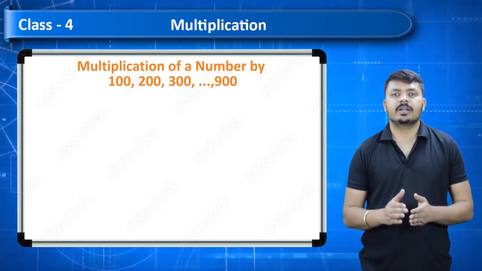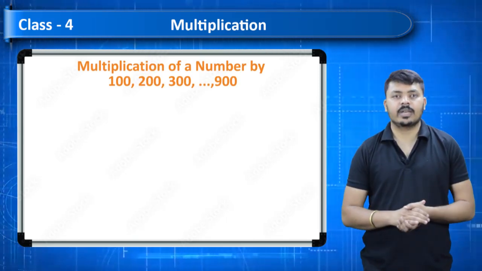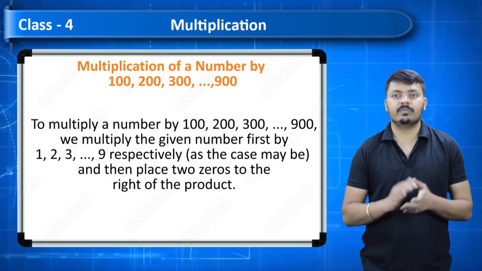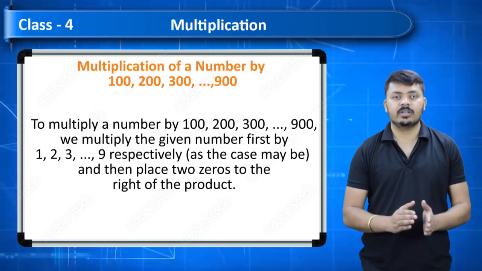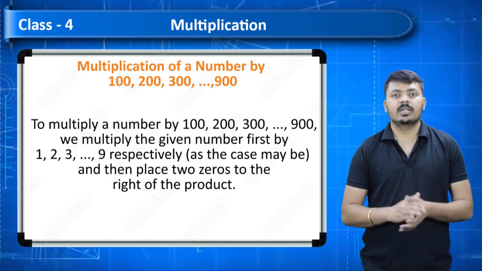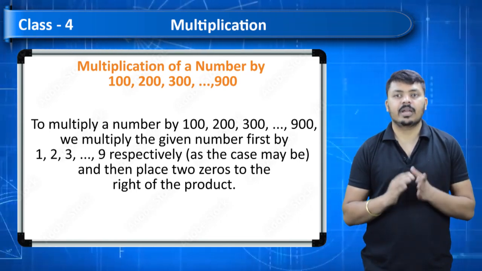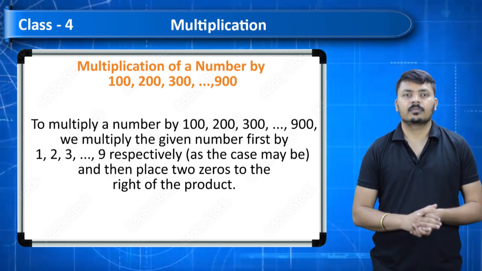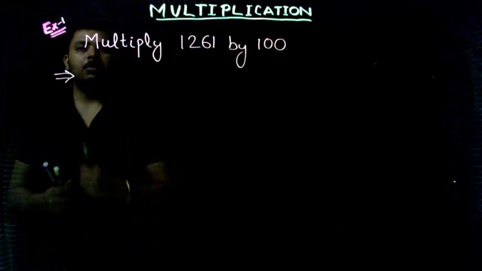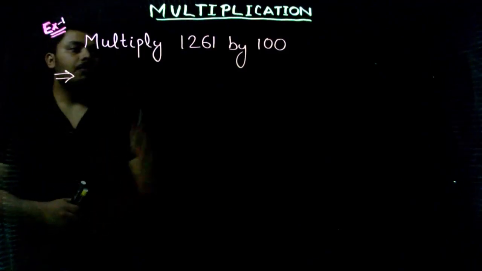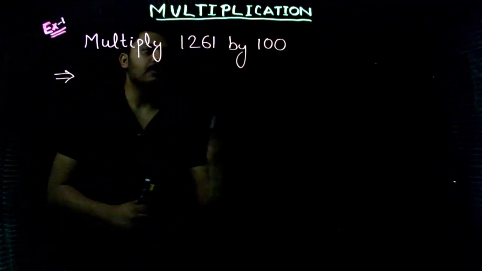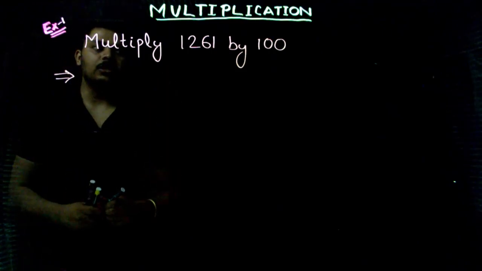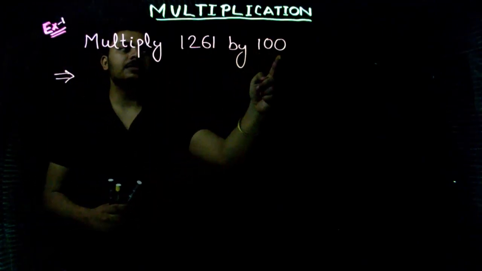Multiplication of a number by 100, 200, 300 to 900. To multiply a number by 100, 200, 300 up to 900, we multiply the given numbers first by 1, 2, 3 up to 9 respectively as the case may be, and then place 2 zeros to the right of the product. So students, let's look at example number 1. Multiply 1261 by 100. So here we have our multiplicand as 1261 and multiplier as 100.